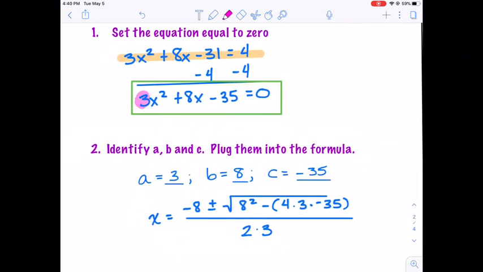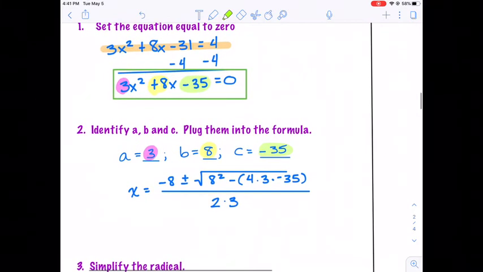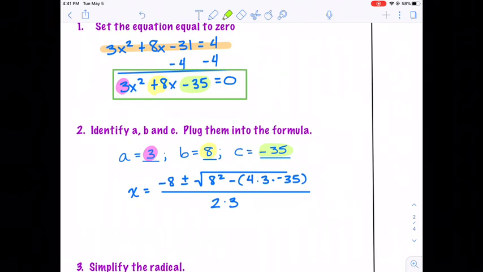A is 3 because it's the coefficient of x squared. B is a positive 8 because it's the coefficient of the x. And C is a negative 35, the constant, the one that is not with a variable. I then plugged those numbers into the formula. X equals negative b. B was a positive 8, so I changed the sign and made it a negative 8, plus or minus the square root of b squared, that would be 8 squared, minus 4 times a, which was 3, times c, which was negative 35, all over 2a, 2 times 3.